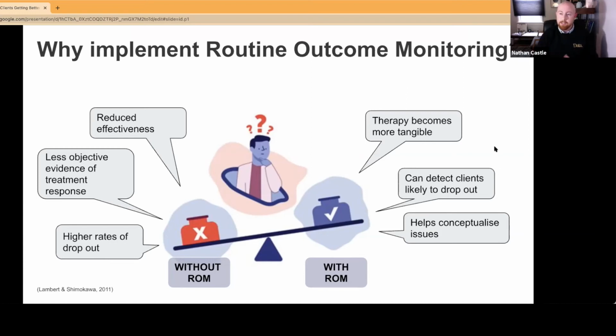The other thing is that the outcome monitoring can detect clients likely to drop out. This is when you start seeing distress measures rocketing or well-being measures going down, or if you're doing any alliance measures, that going down too. It also really helps to conceptualize issues. What is happening now and why? And that's a lot to do with the hypothesis testing that we talked about earlier and Ben showed with his own client.